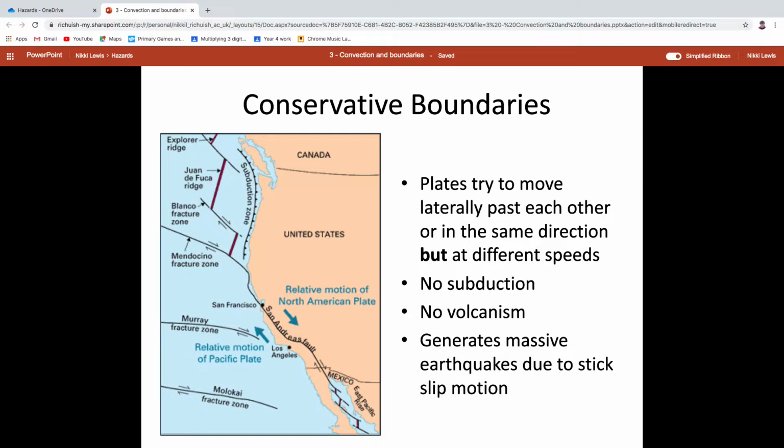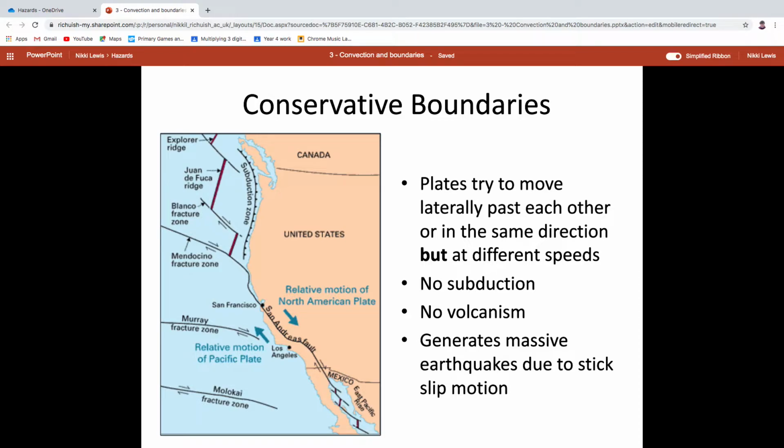So, conservative margins, I know I'm really emphasising this point, but it's because people get it wrong. It doesn't matter whether the plates are moving past each other in the opposite direction or in the same direction at different speeds. You are still going to get earthquakes. All right, but there's no subduction here, so you're not going to get volcanoes. These are not volcanic at all, but you do get massive earthquakes.